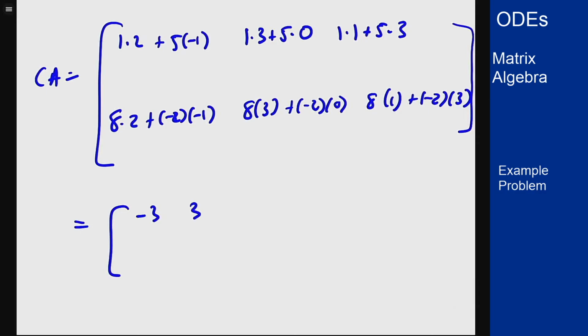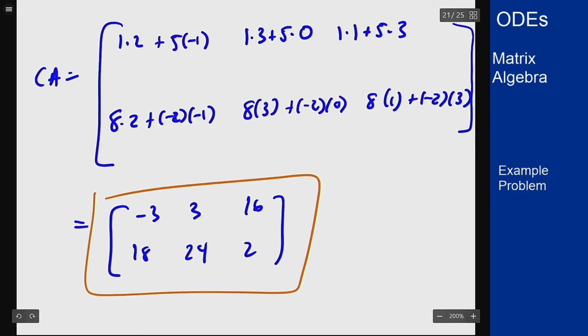which gives us a product of minus 3, 3, 1, 16, 18, 2. Which is 2 by 3 as expected, because we had 2 by 2 times 2 by 3. The inner ones match, and the outside is 2 by 3.